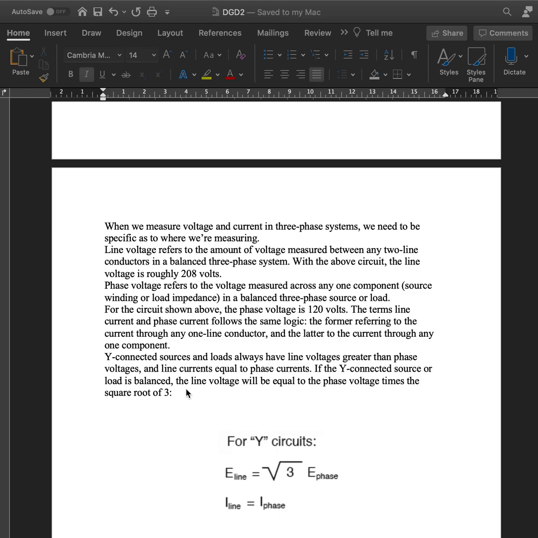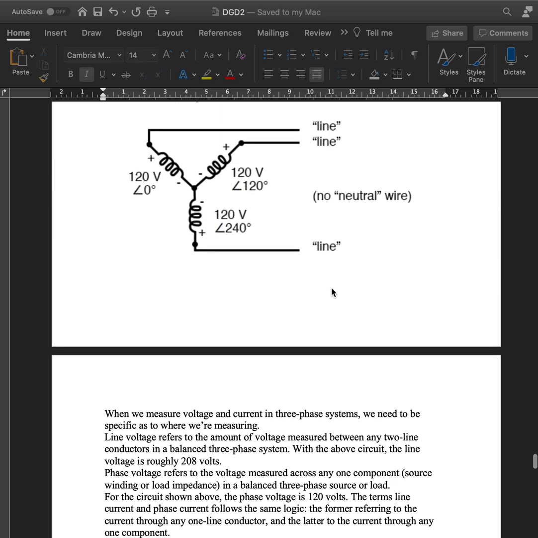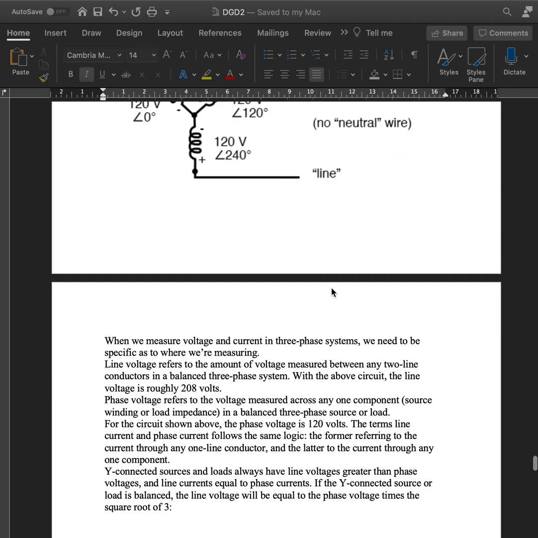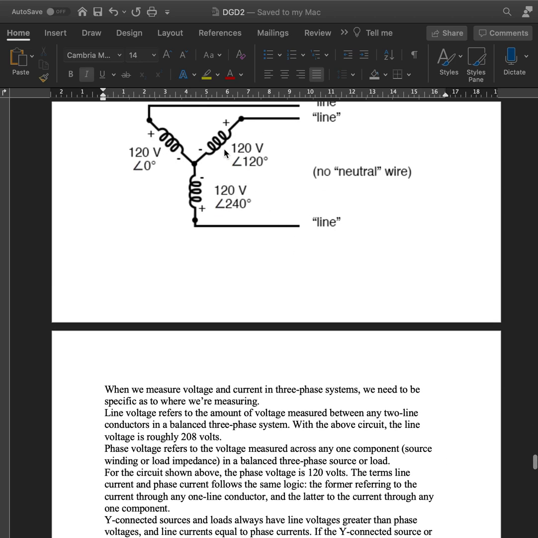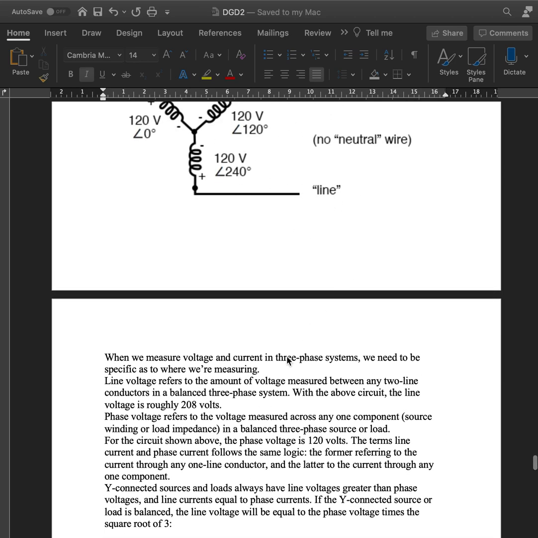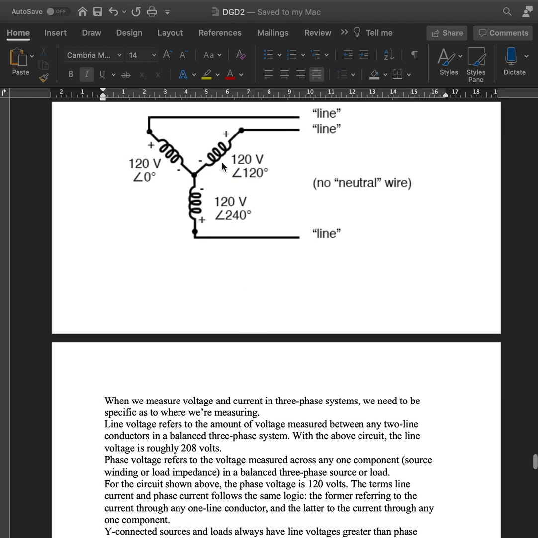Okay, so line voltage refers to the amount of voltage measured between any two line conductors in a balanced three-phase system. In this diagram, we can see the line voltage is approximately 208 volts. The phase voltage refers to the voltage across any one component in a balanced three-phase system. So the phase voltage is 120 volts because this is across one component, and the line voltage, which goes along the line, is 208 volts.